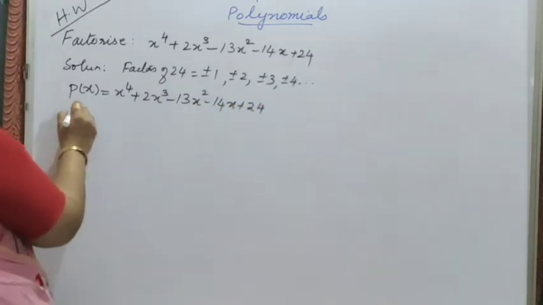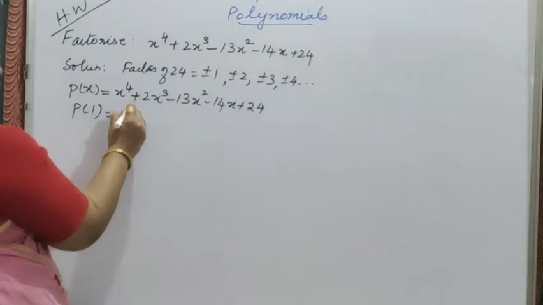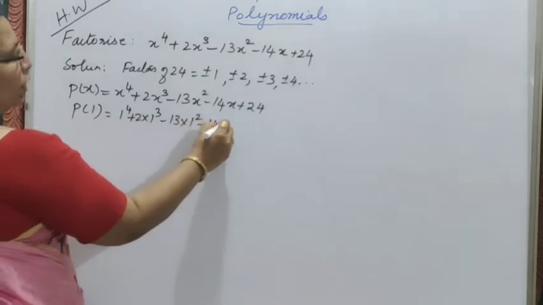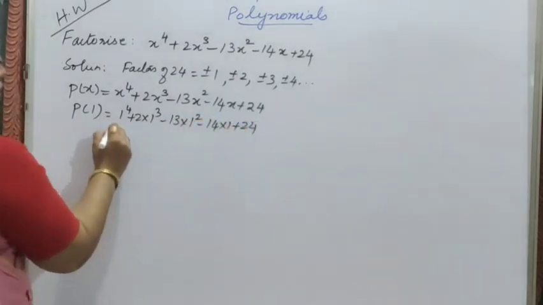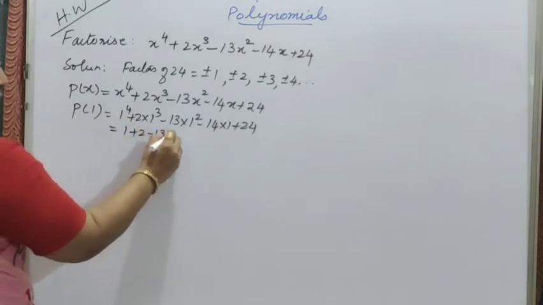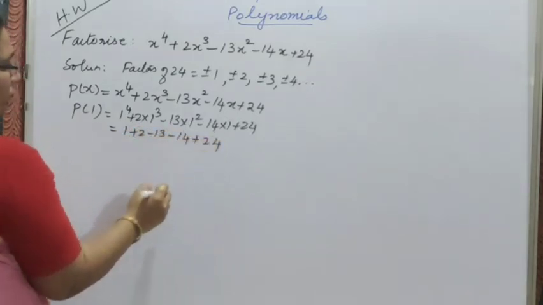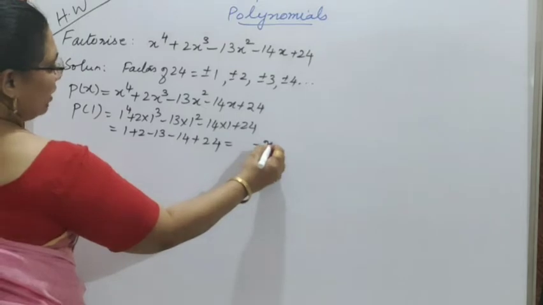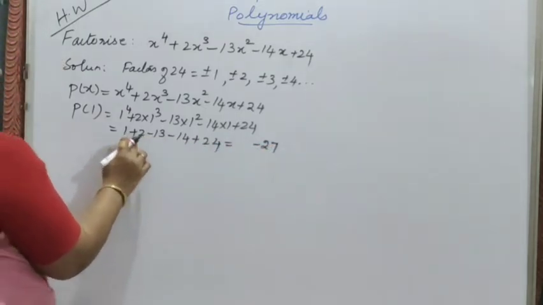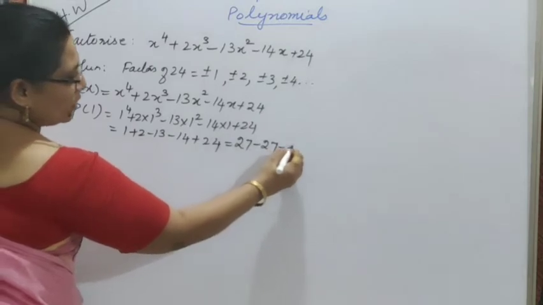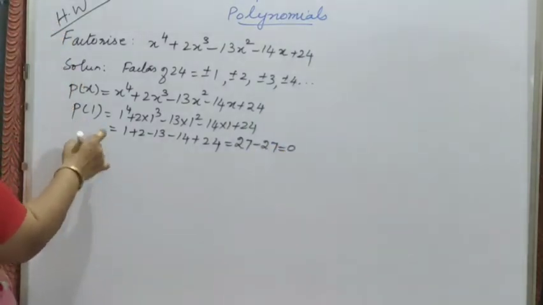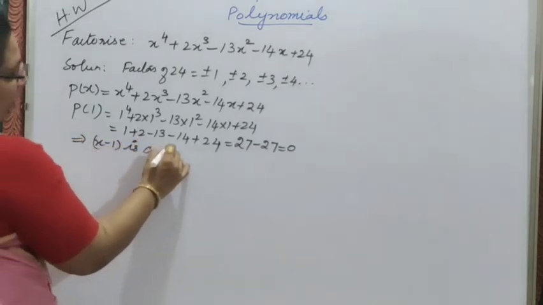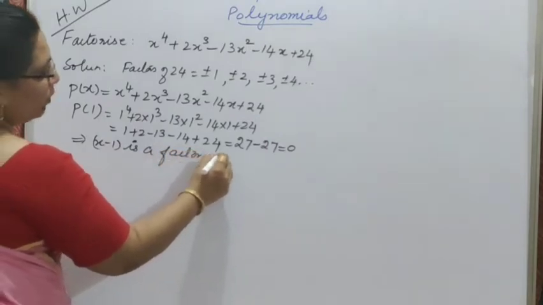Now the first value we are trying, p of 1. So 1 raised to 4 plus 2 into 1 cube minus 13 into 1 square minus 14 into 1 plus 24. It is equal to 1 plus 2 minus 13 minus 14 plus 24. So minus 13 minus 14, it is equal to minus 27, right? 24 plus 2, 26 plus 1, 27. So 27 minus 27 equal to 0. So p of 1 equal to 0 implies x minus 1 is a factor. x minus 1 is a factor of p of x, right?